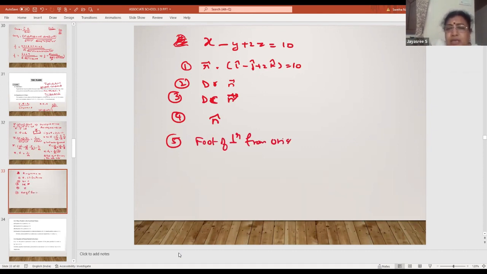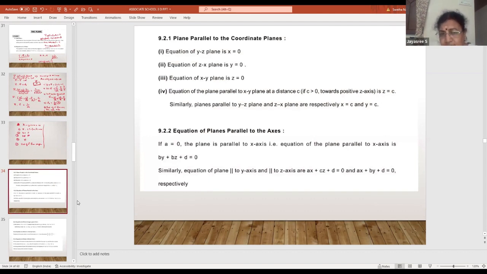From origin. So these 5 questions get over in this pattern, which is very important. And that is what we do in the plane introduction. After the introduction of plane, I just go for a general concept which children should know. Equation of YZ plane. Equation of YZ plane is x equal to 0.